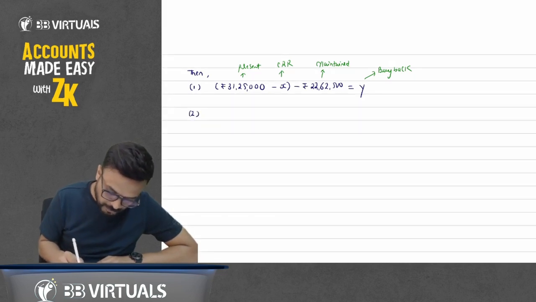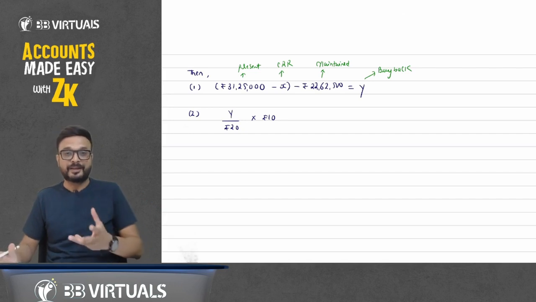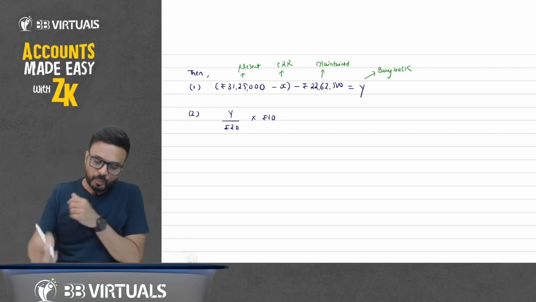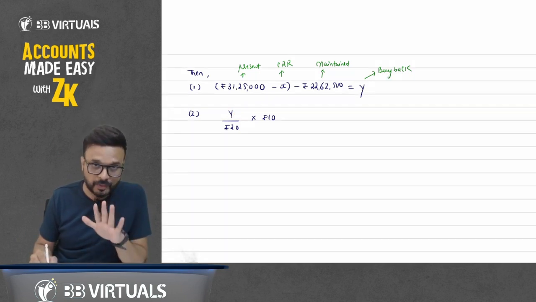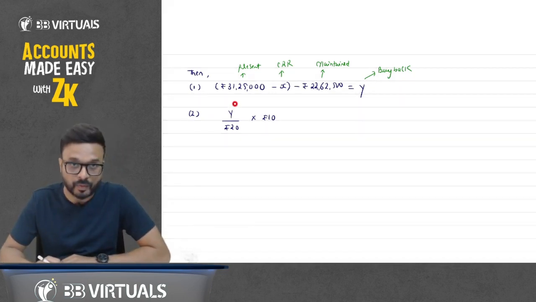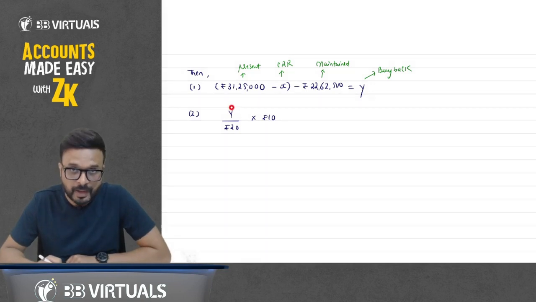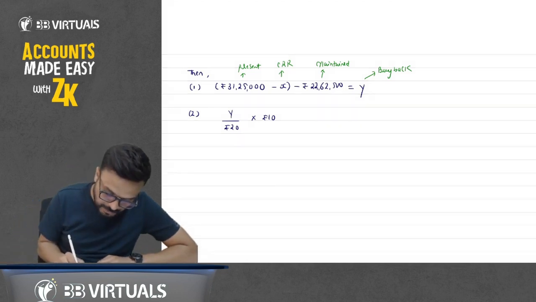Second equation: Y divided by rupees 20 multiplied by rupees 10. Now understand it. What do you mean by Y? Y is the amount of buyback. If I divide it by rupees 20, what is this rupees 20? Rupees 20 is the buyback price, and rupees 10 is the face value.